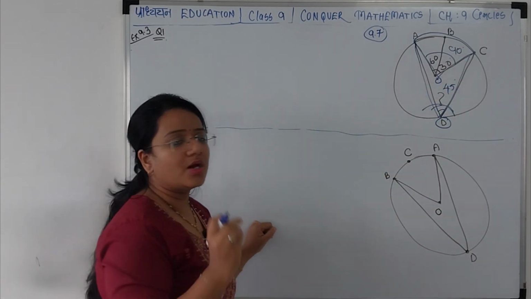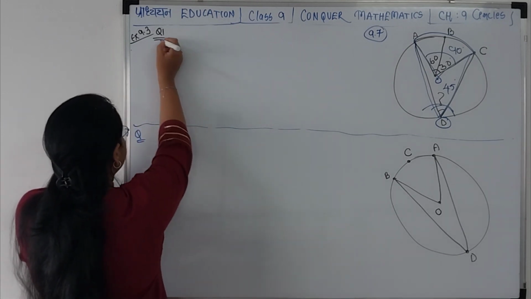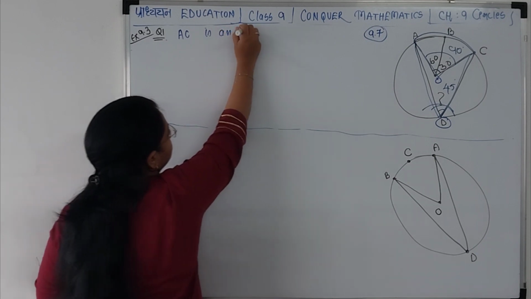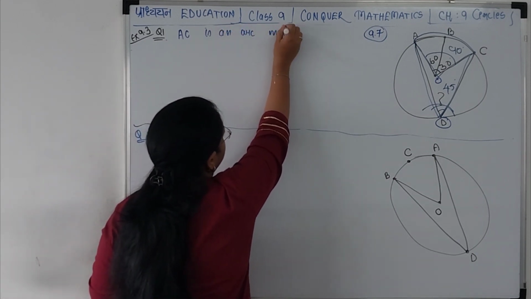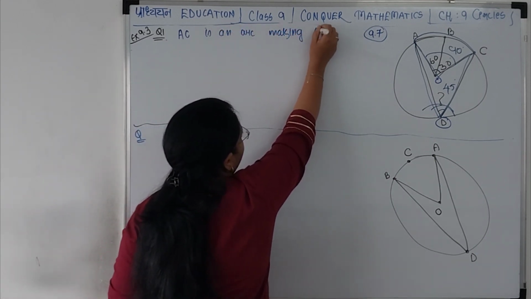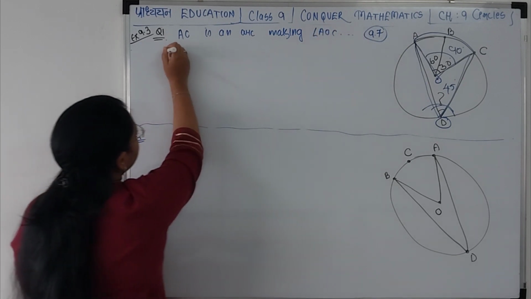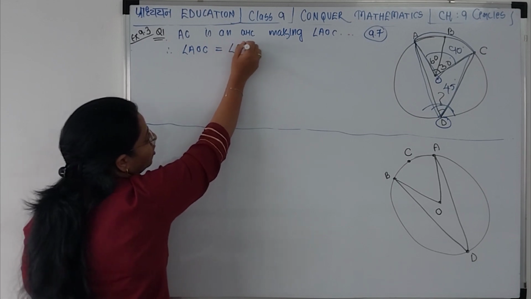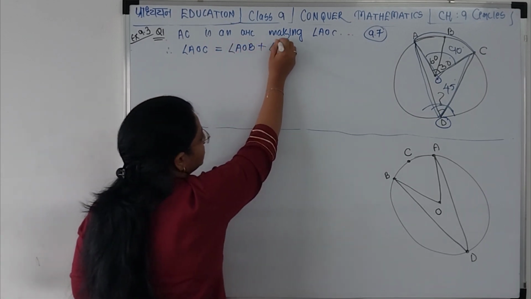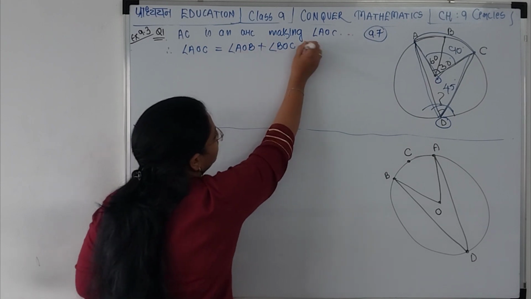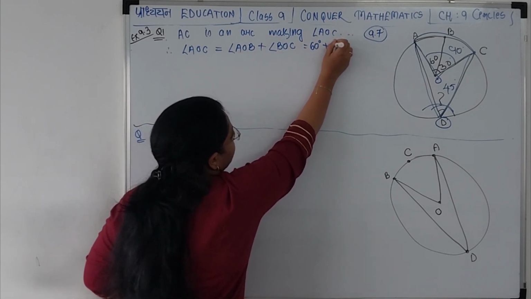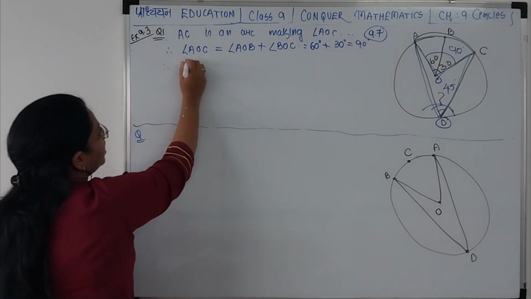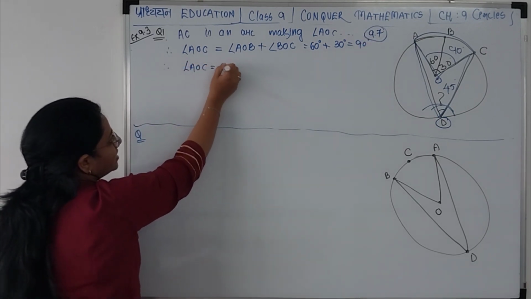So let's quickly write down how to present this answer. We will say कि AC is an arc making angle AOC at the center, right? Therefore, I will say कि angle AOC is equal to angle AOB plus angle BOC. You are given angle AOB as 60 and BOC as 30. So you get a sum of 90 degrees. Therefore, angle AOC we get as 90 degrees.